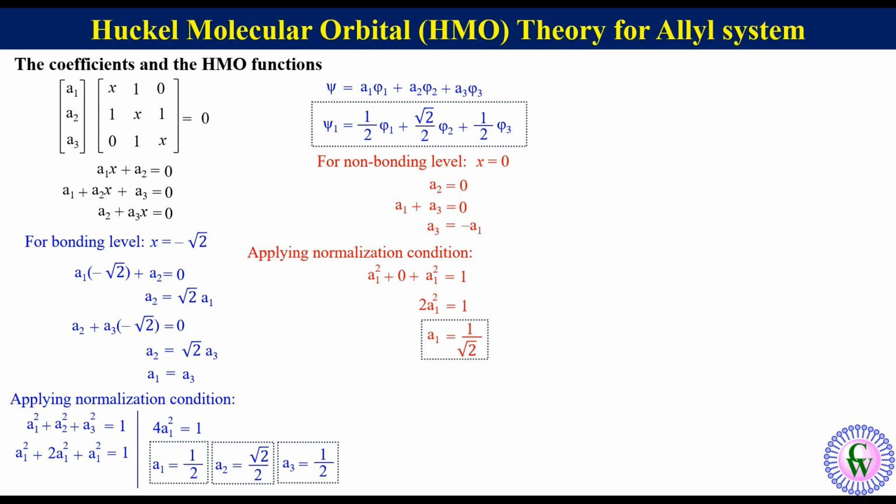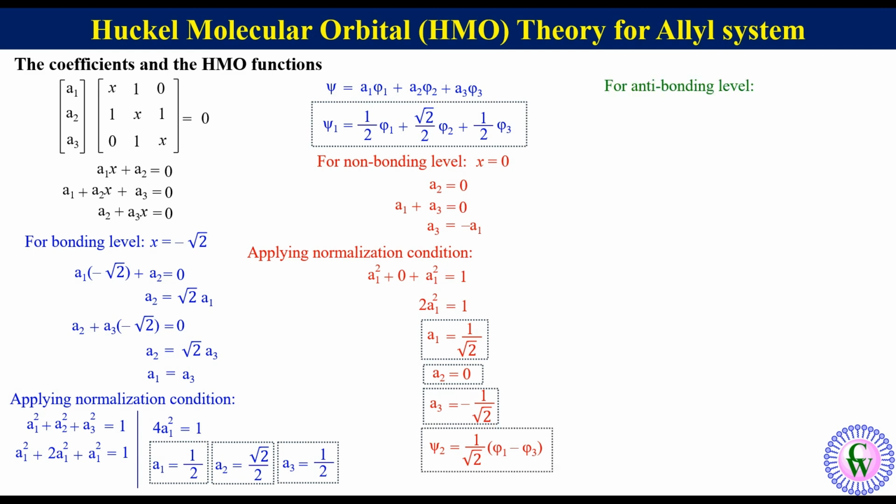We already have seen that A2 is equal to 0. Since A3 is equal to minus A1, so A3 is equal to minus 1 upon root 2. Putting the values of A1, A2 and A3 in general Huckel molecular orbital equation will give psi 2 is equal to 1 upon root 2 (phi 1 minus phi 3).